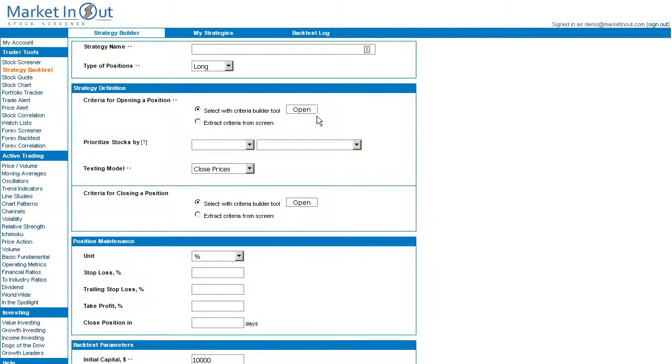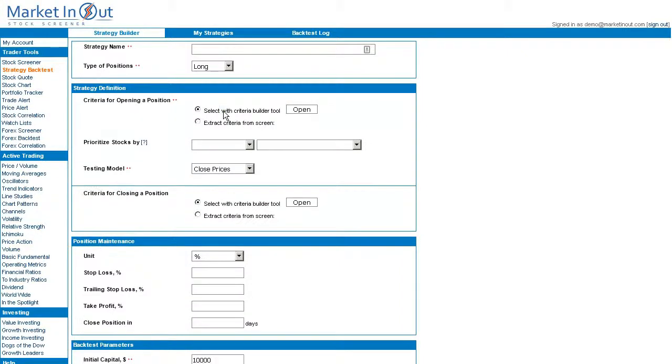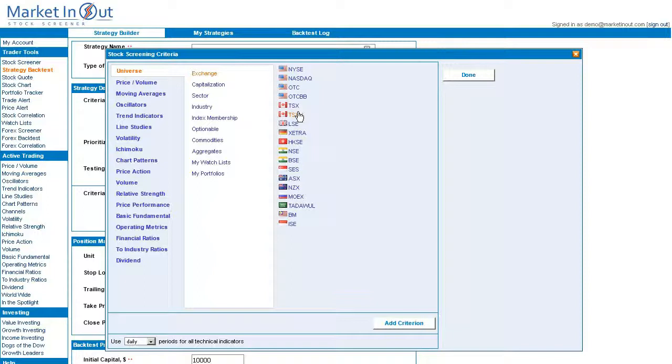Selecting the criteria for opening a position can be done either by opening the Criteria Builder tool or by selecting a screen to extract criteria from. We'll be using the Criteria Builder, which looks the same as the Stock Screener's Criteria Selector pane, and we will start by selecting the Stock Universe criteria. I want to test the strategy on all stocks from the NYSE and NASDAQ exchanges, so I'm selecting them.